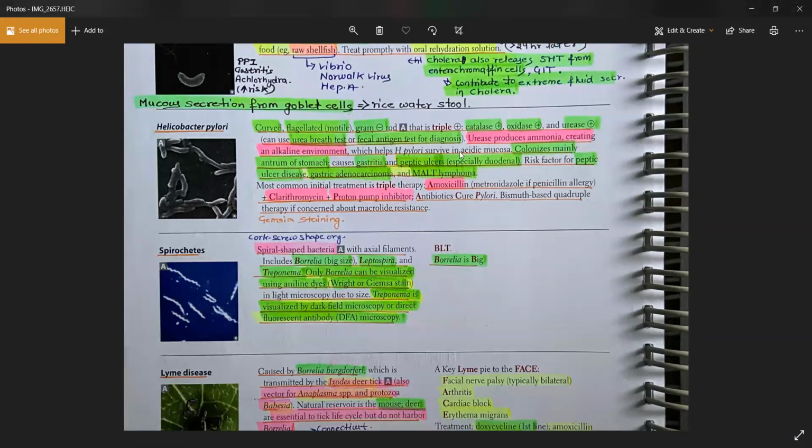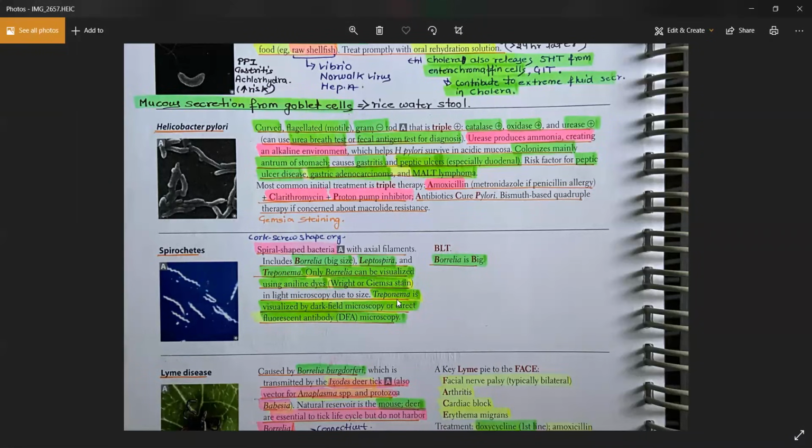Then the treatment would be amoxicillin, clarithromycin, and proton pump inhibitors. You can also use metronidazole if the patient has an amoxicillin allergy. So metronidazole in case of amoxicillin allergy, or you will get these three drugs, the triple therapy. And bismuth sucralfate is the agent which forms a protective layer over the ulcers. You can use them in the quadruple therapy. So the triple therapy involves amoxicillin, proton pump inhibitors, and clarithromycin, and the quadruple therapy includes bismuth.